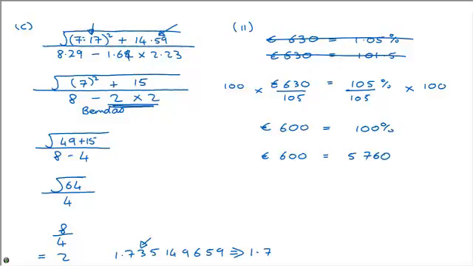So you're asked, what was the value of euro in rand? So in other words, what was the exchange rate? In other words, get €1 on its own, divide both sides by 600. So €1 was worth 9.6 rand. That's it.